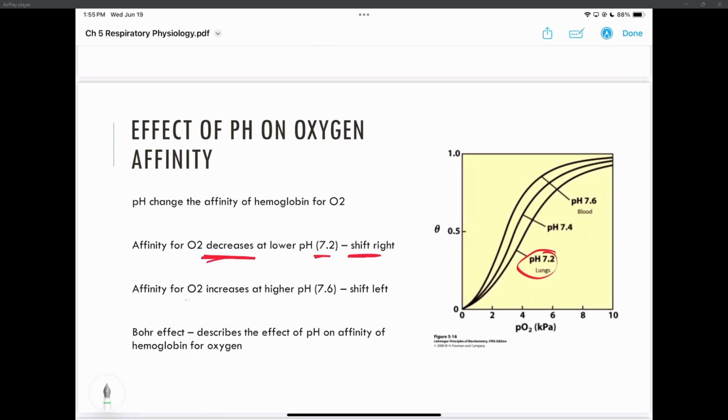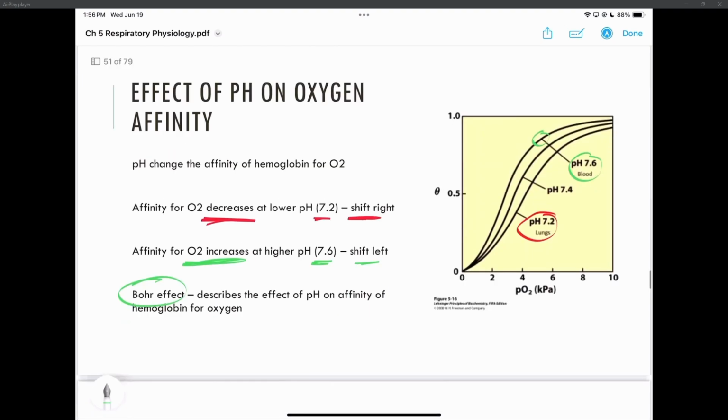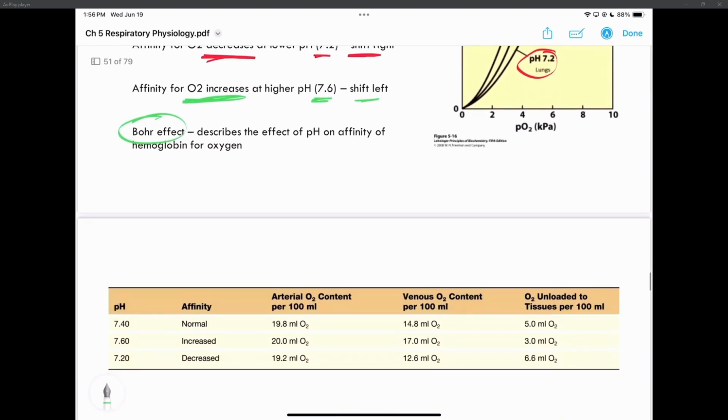If the affinity for O2 increases, like at higher pHs, it shifts to the left, up here. So you can hold on to more O2 during periods when our blood is alkaline. When our blood is acidic, we don't hold on to O2 as much, we can get rid of it faster. And this is just called the Bohr effect. This is the effect of pH on affinity for hemoglobin.